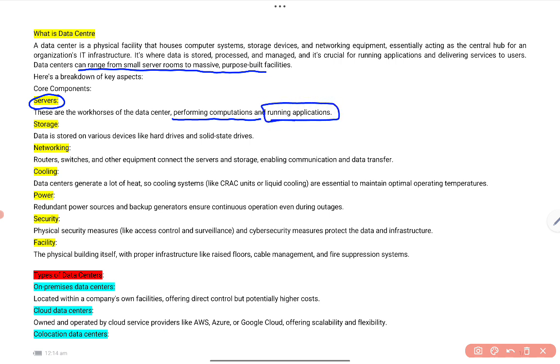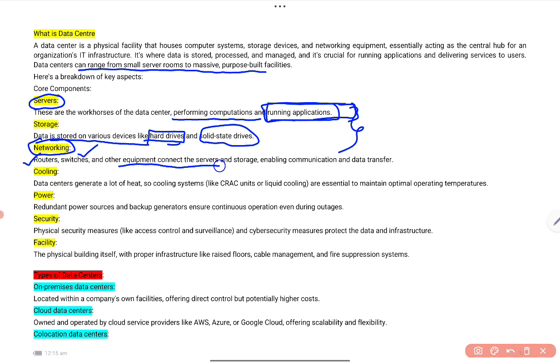For that purpose we require storage to store multiple data. Data is stored on various devices, like, as I have previously explained, hard drives and solid state drives, or SSD in short form. For these two, the next will be networking. For example, multiple people are playing a game, so it will be integrated by the networking. Routers, switches, and other equipment connect to the server and storage, enabling communication or data transfer.